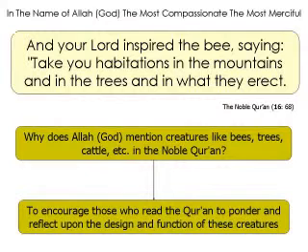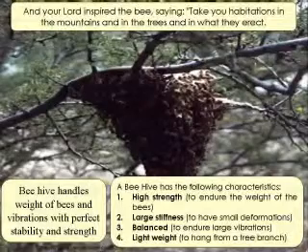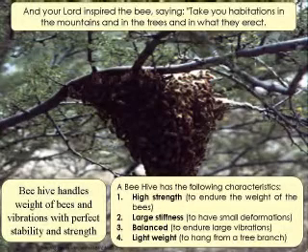So if we ponder and reflect about this Quranic verse, we see that why does Allah God Almighty mention creatures like bees, trees, cattle, etc. in the Noble Quran? The answer is that Allah God Almighty encourages those who read the Quran to ponder and reflect upon the design and function of these creatures. Thus, if we study the bees, as you can see on the screen, the beehive has the following characteristics.